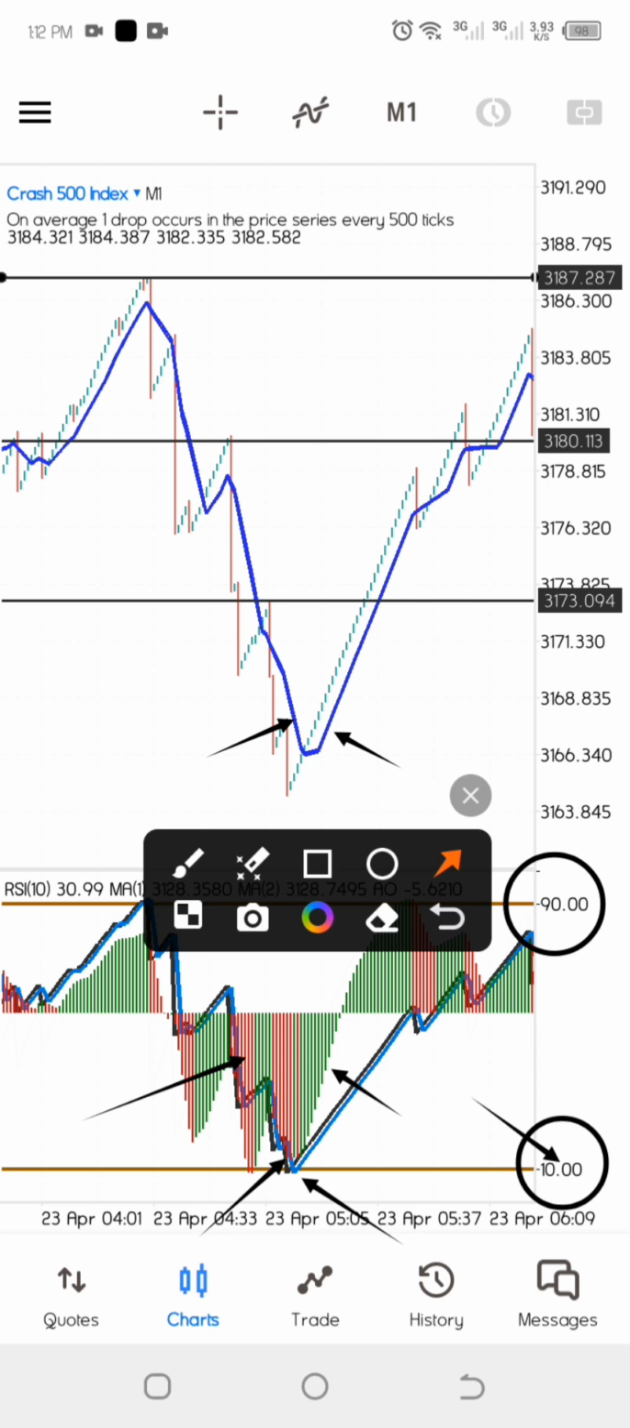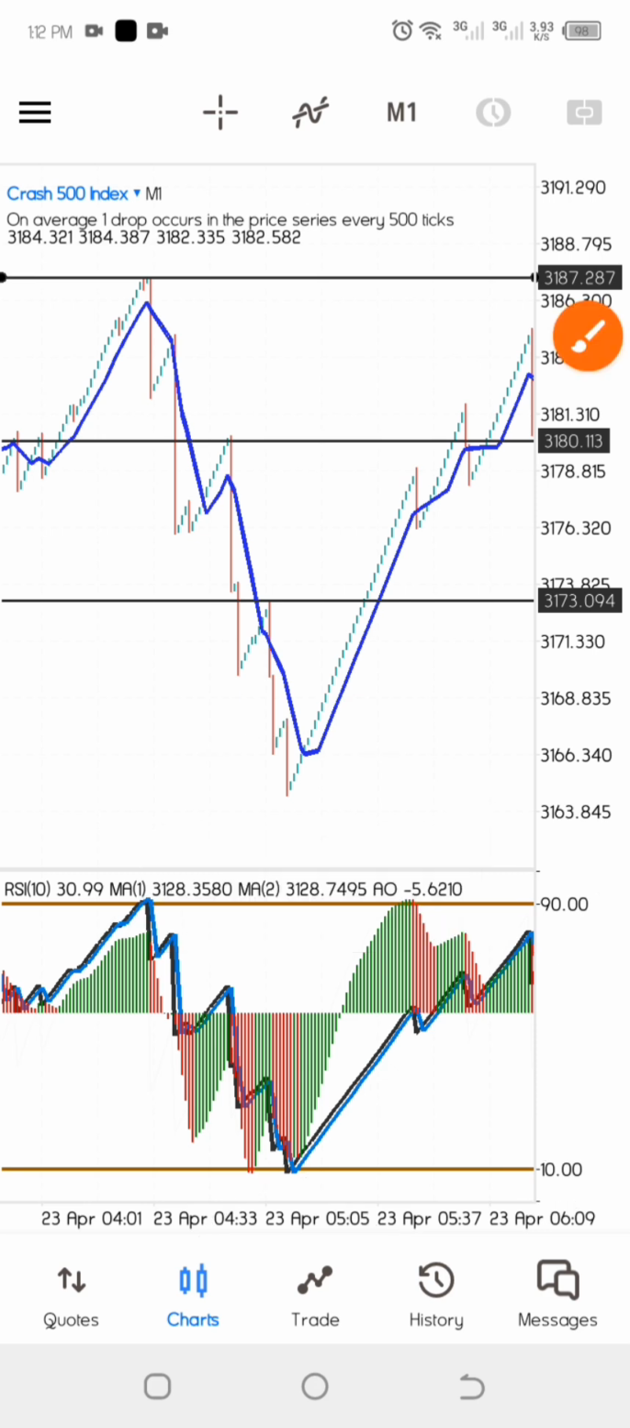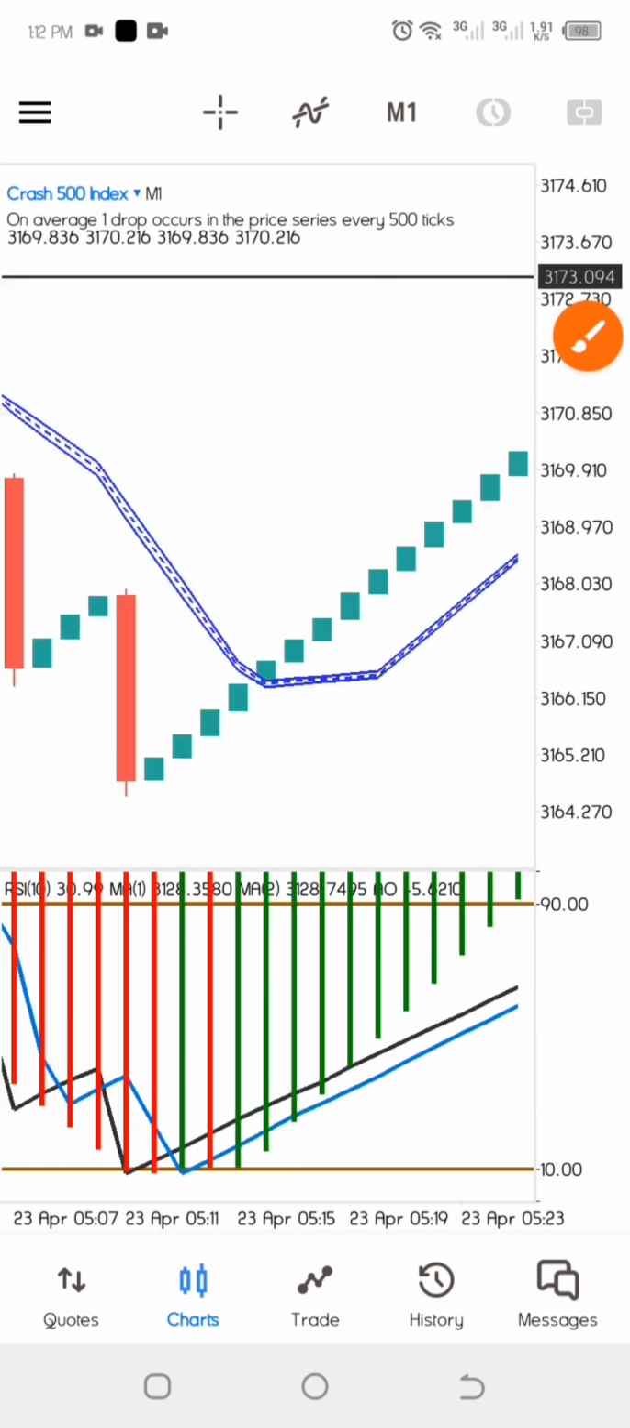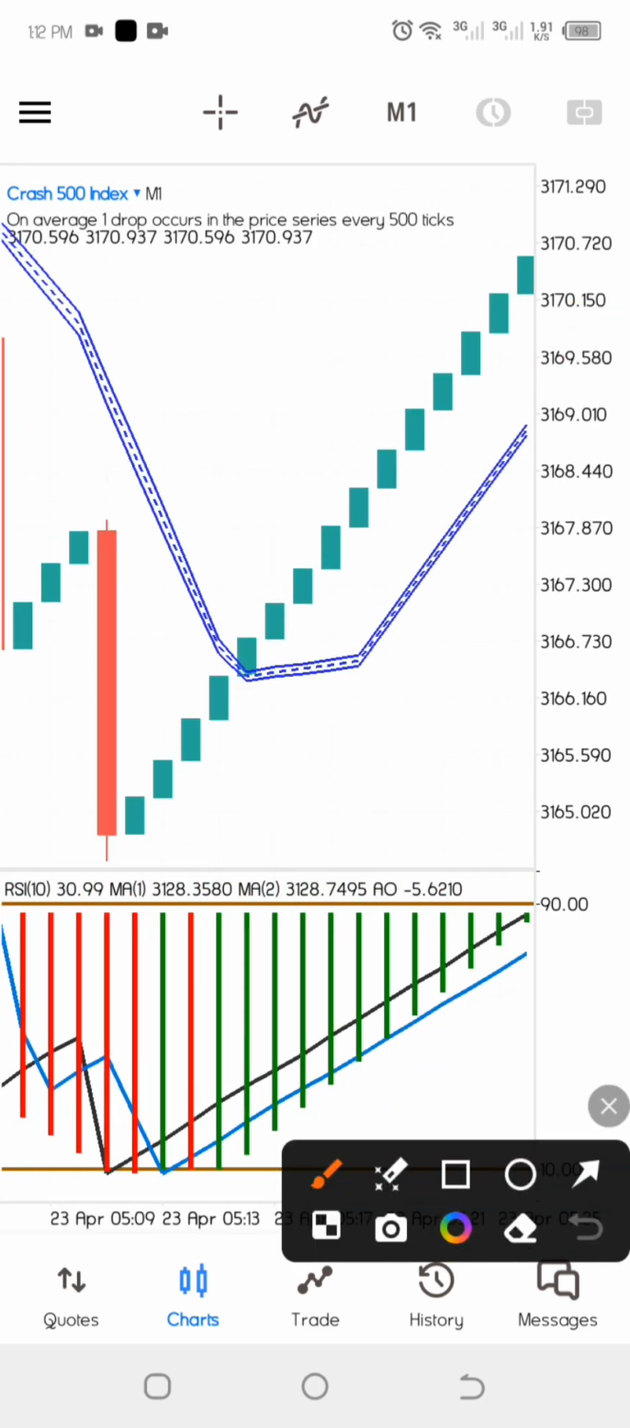Okay, now let me zoom in so you guys can see what I'm talking about. Remember, 3 candles: the first candle right here, the second candle right here, and the third candle. Our entry will be at this candle. That is where we want to enter our trade.